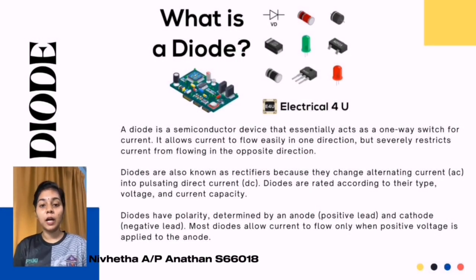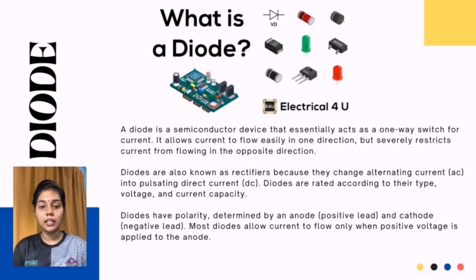Firstly, I would present what a diode is. A diode is a semiconductor device that essentially acts as a one-way switch for current. It allows current to flow easily in one direction but severely restricts current from flowing in the opposite direction. Diodes have polarity determined by an anode, the positive plate, and a cathode, the negative plate. Most diodes allow current to flow only when positive voltage is applied to the anode.